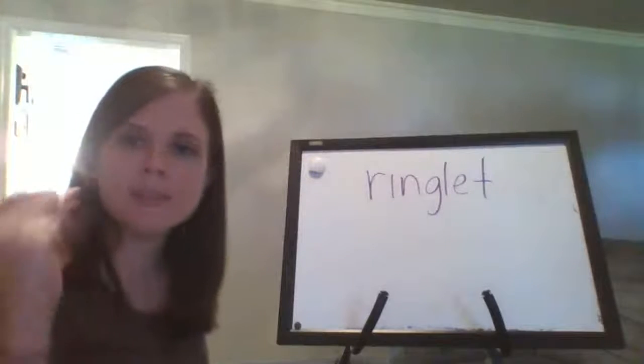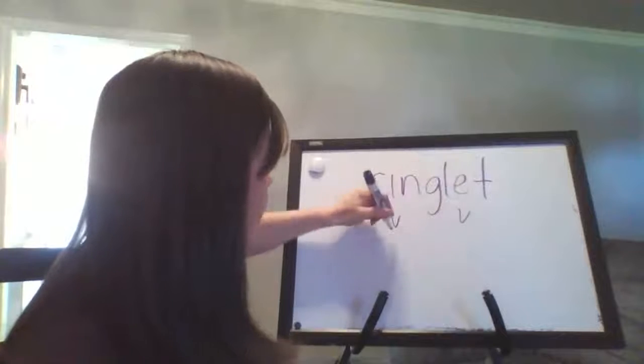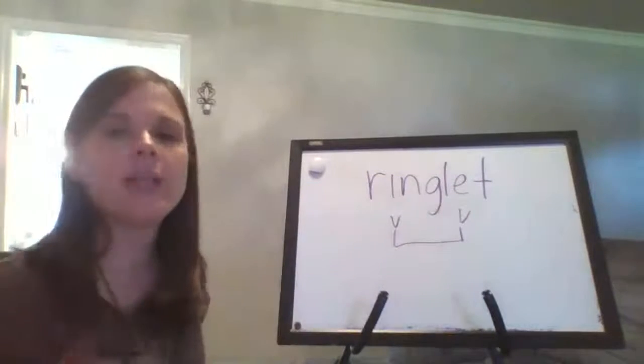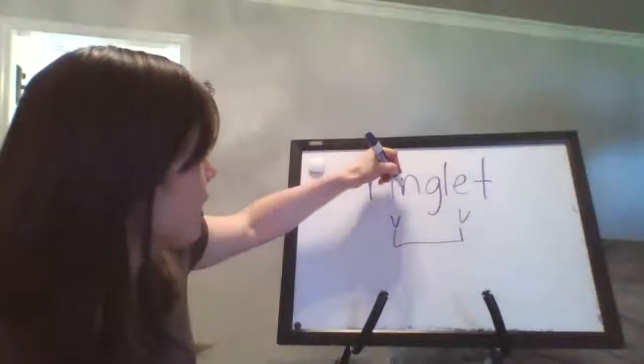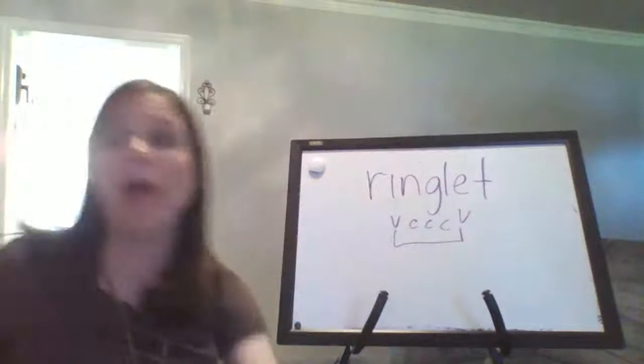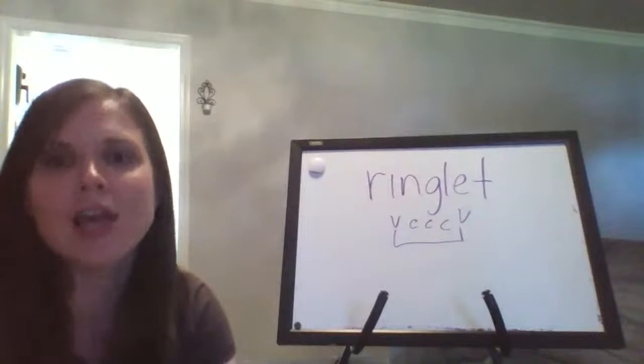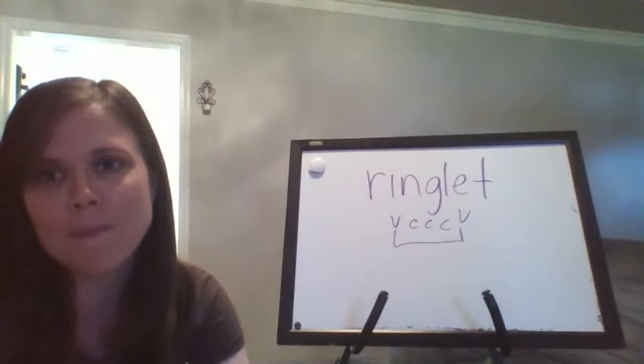First thing we do is label our vowels. Then bridge it. And then we need to find what's on our bridge. Well, we have an N, G, and an L. 3 consonants. Wait a minute. 3 consonants? We've only done 2 consonants. What do we do when there's 3?